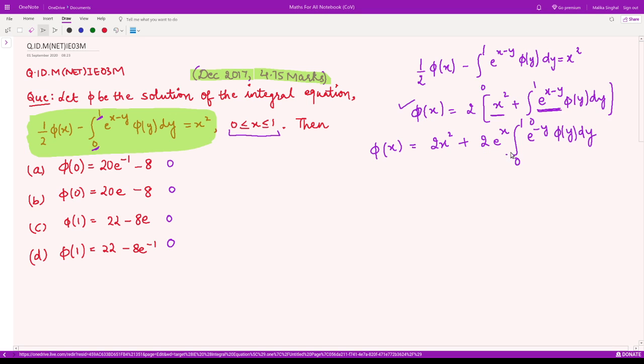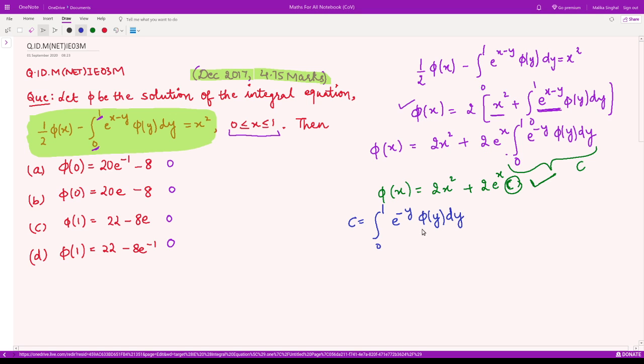I can call this term some constant c, right? So my phi of x becomes 2x square plus 2 e to the power x into c, right? So this would be our solution, and here we need to find the value of c. So what is c over here? C is equal to integration from 0 to 1 e to the power minus y phi of y dy. Now here I have to substitute the value of phi of y in order to calculate this c.